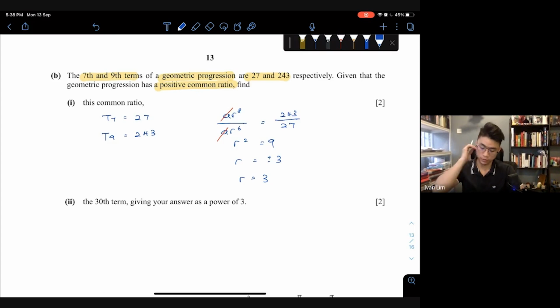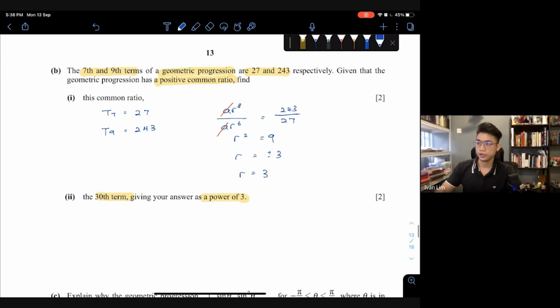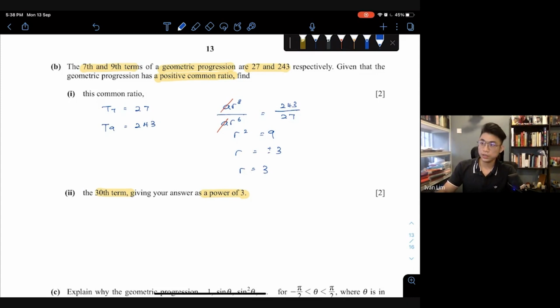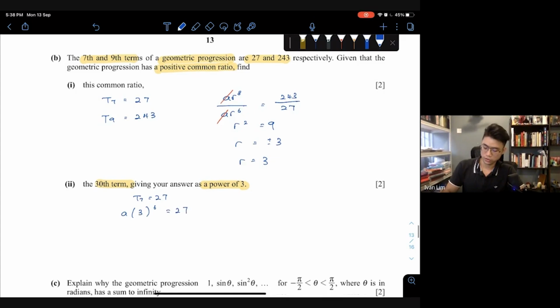Okay? All right. Question 2. The 30th term, giving your answer as a power of 3. Okay, so do we know what's a? We don't, right? Okay, so we got to find what's a first. Let's just use T7 equals 27. So ar to the power of n minus 1 equals to the term. Over here, you'll get a equals 1 over 27. Okay, 27 divided by 3 to the power 6 is 1 over 27.